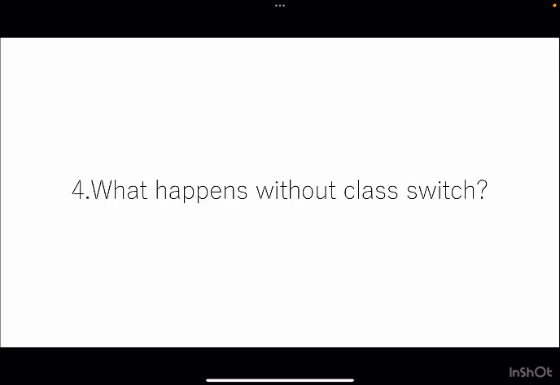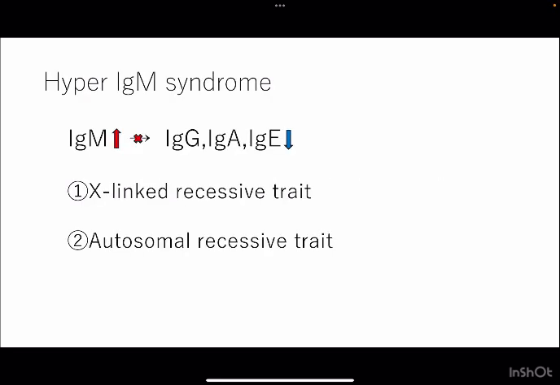Finally, let's learn what would happen without a class switch. High IgM syndrome is an example of class switch disorder, a disease in which B cells are impaired in switching from IgM to other antibody classes. As a result, while IgM concentrations in the blood are normal or high, the production of IgZ and IgA decreases or is absent. This condition is primarily immunodeficiency that makes you more prone to bacterial infections.